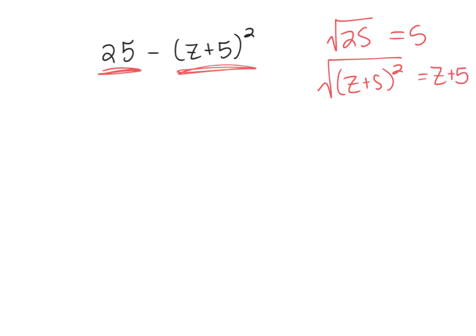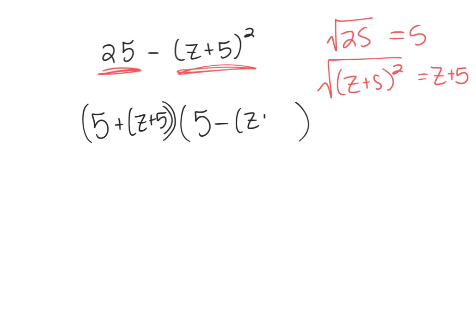So when we factor this, we'll do that same difference of squares. We'll have the 5 and the 5. We'll have a plus z plus 5, and we'll have a minus z plus 5. Notice here I did put that z plus 5 in parentheses because I needed to subtract that entire thing.